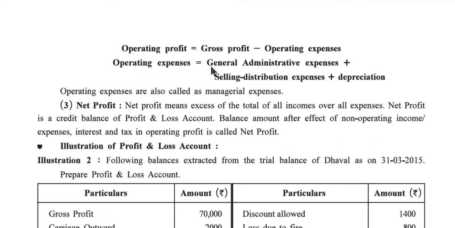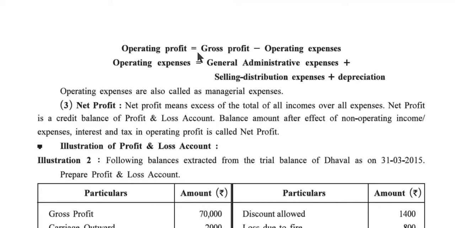Operating expense is equal to general administrative expense plus selling and distribution expense. Selling and distribution expense means advertisement expense, or when we send the goods to our customer, some expenses are there. It is called selling and distribution expense, plus depreciation. If any asset has depreciation, then it is called depreciation. So general administrative expense, selling and distribution expense, and depreciation are called operating expense.